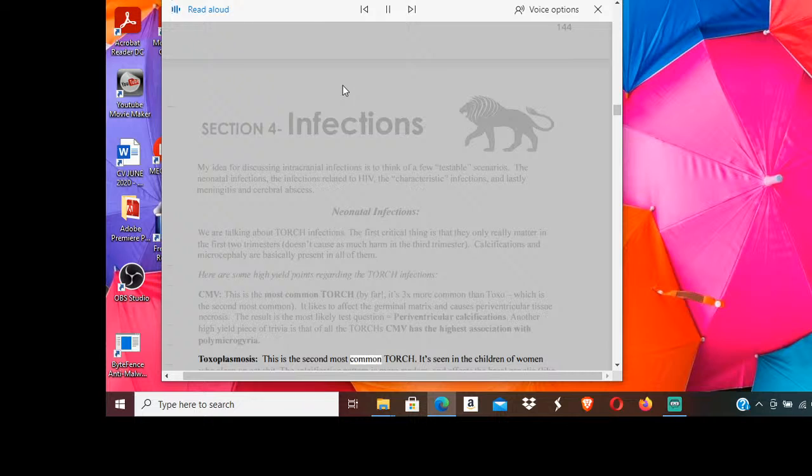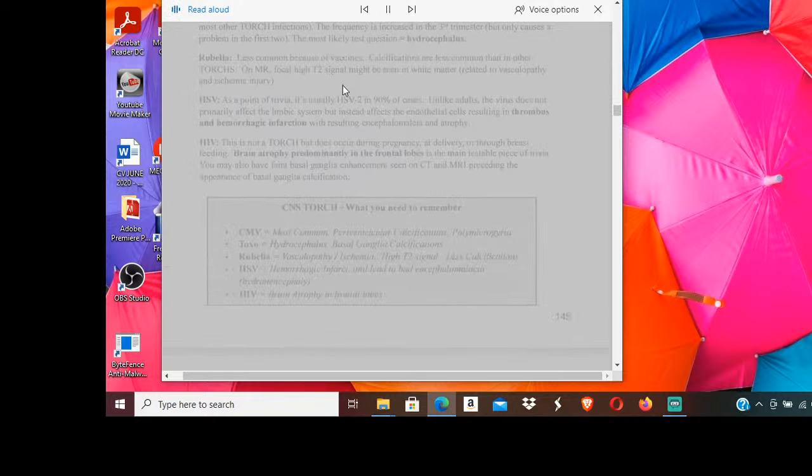Toxoplasmosis, this is the second most common TORCH. It's seen in the children of women who clean up cat feces. The calcification pattern is more random and affects the basal ganglia, like most other TORCH infections. The frequency is increased in the 3rd trimester, but only causes a problem in the first 2. The most likely test question: hydrocephalus.